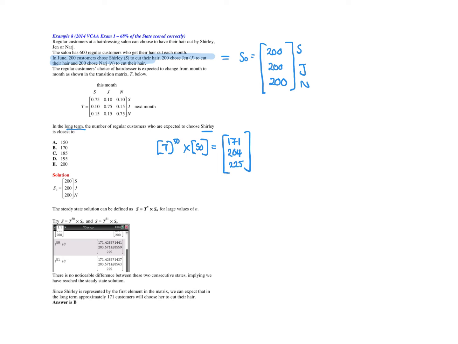So if you look at this, which would have been Shirley, Jen and Naj? How many in the long term were expected to choose Shirley? How many people expected to choose Shirley? Closest to, we're going to go 170. There's 171.